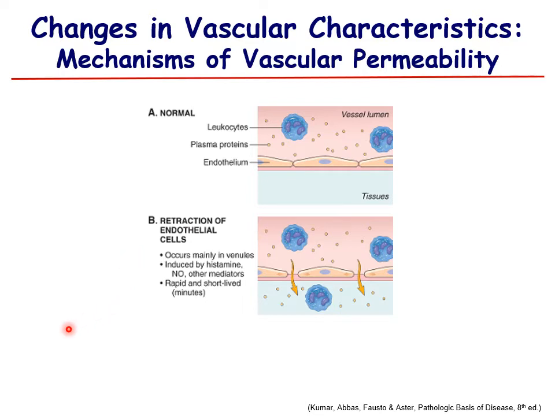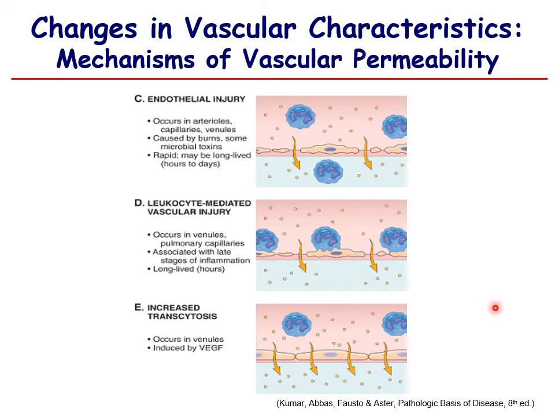Now, we have seen that nitric oxide and histamine induce relaxation of vascular endothelial cells in vasodilation. But I also mentioned that that's very transient, it's short-lived. And so similarly, vascular constriction or retraction is short-lived, ranging minutes. But nonetheless, it causes the interendothelial space, allowing the constituents of the blood to seep through and accumulate in the tissue.